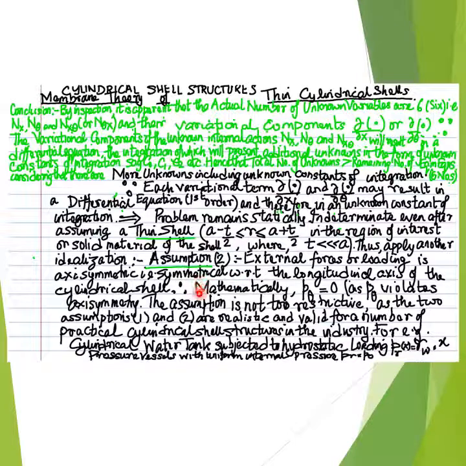Mathematically, the assumption number 2, that is the assumption of axisymmetric loading, implies that p theta, that is the tangential or the circumferential load, must be 0. Since the circumferential or tangential load p theta, by its very nature of being a tangential load, violates axisymmetry.